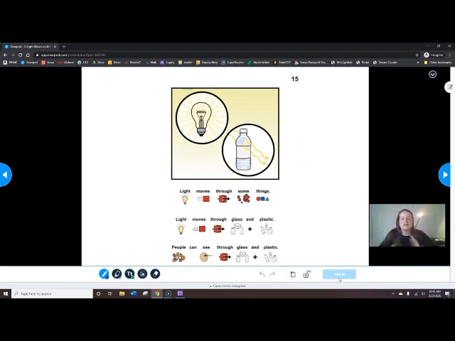Okay. Light moves through some things. You can see light through a water bottle or through my glass cup of pens. Light moves through glass and plastic. People can see through glass and plastic. Okay, so light moves through and we can see through.